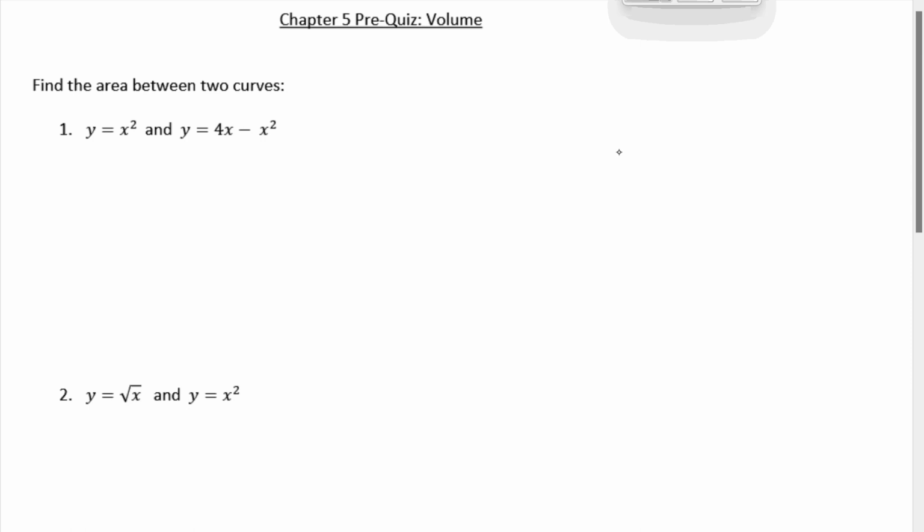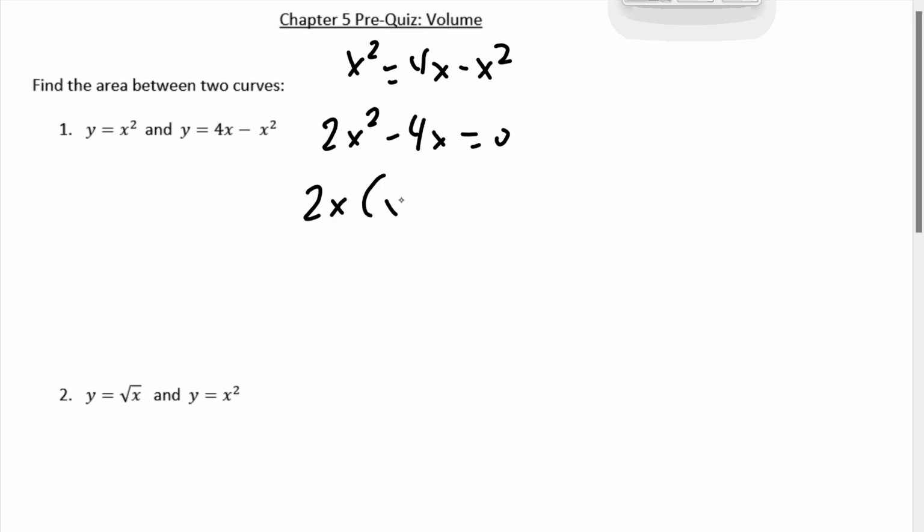On this first one, we are finding the area between two curves. So I set the equations equal to each other: x squared equals 4x minus x squared. Set them equal to 0, so we get 2x squared minus 4x equals 0. Factor out 2x, I get left with x minus 2. So x equals 0 and x equals 2.